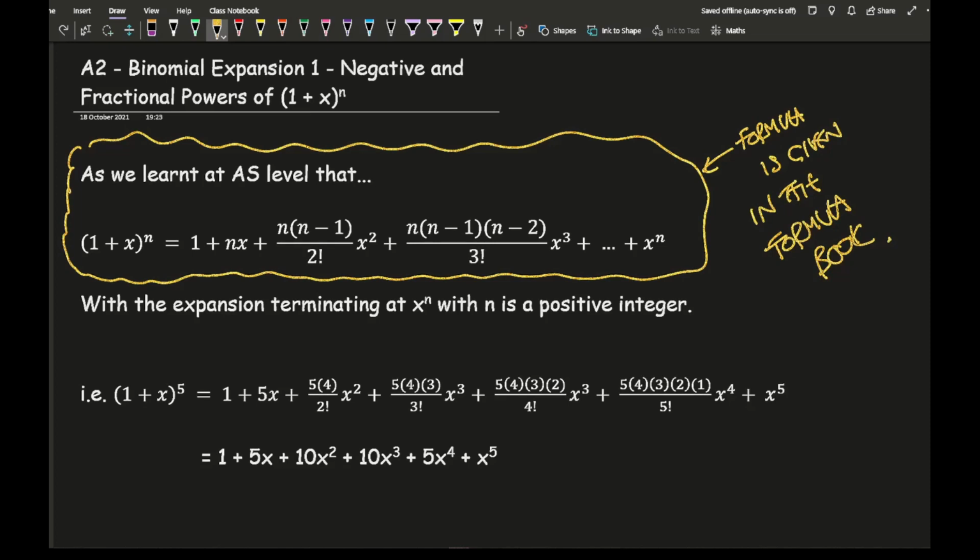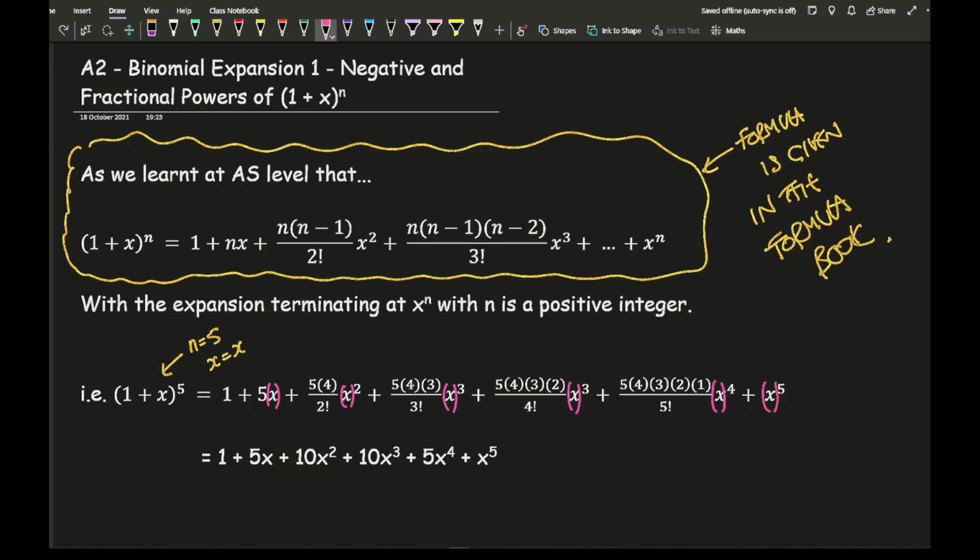And obviously in previous examples, all we've ever worked with is positive powers of n. So if we want to expand 1 plus x to the power of 5, then here we substitute in n equals 5 and x equals x. Now the reason I'm writing x equals x is because if I did have a coefficient of x that wasn't 1, then I'd need to put brackets around it and raise the coefficient to the power that is in the position of its formula.